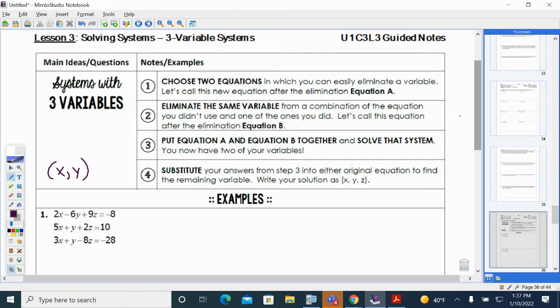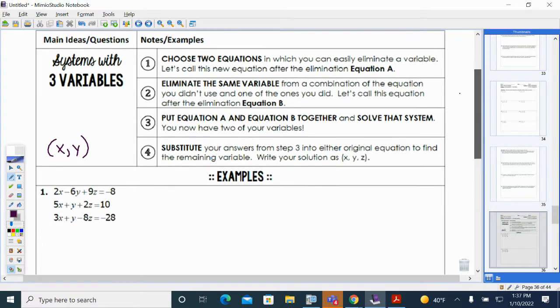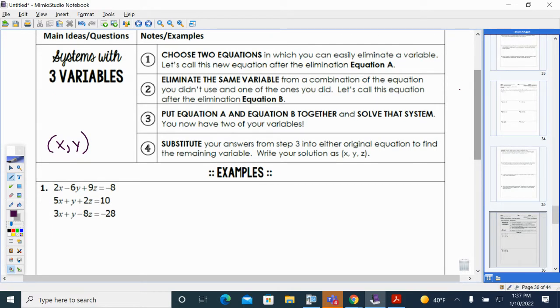So looking at example number 1, you've got 2x minus 6y plus 9z is equal to negative 8, 5x plus y plus 2z is equal to 10, and 3x plus y minus 8z is equal to negative 28. So when I look at these 3 equations, step number 1 says to choose 2 equations in which you can easily eliminate a variable. So I'm looking at equations 2 and 3. So I'm going to call this one equation 1, equation 2, and equation 3.